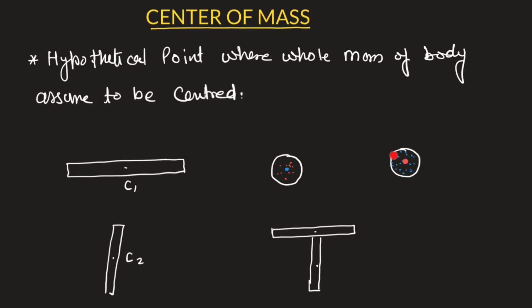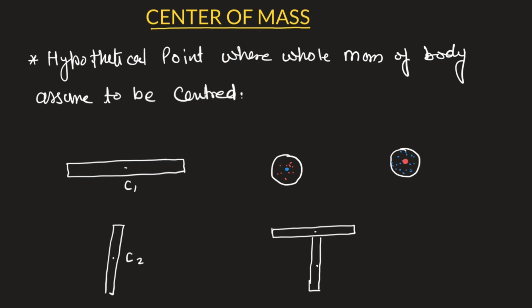Now, by the same example, again I am repeating the same example. Mass of the body is distributed over all the volume, but we can assume the whole mass of this sphere is centered at this circle. So we can say the center of mass of this sphere is at the center, and this sphere also at the center, and this rod will also be at the center.